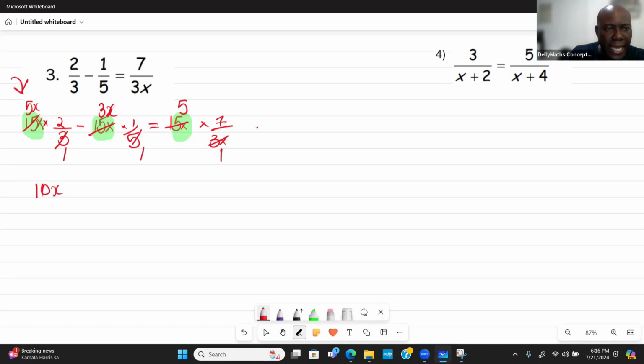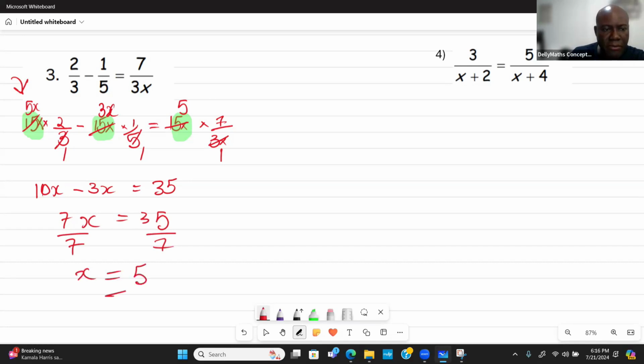And this is negative 3x times 1. This is negative 3x. This is equal to 3 5s, 15. No, not 5 times 7, that's 35. All right, so let us continue working. So basically, this is 7x, and this is equal to 35. And then 7 times x is what we have. We divide both sides by 7. So you could see that x is going to equal 35 over 7, which is 5. So x is equal to 5 for my third example right there.